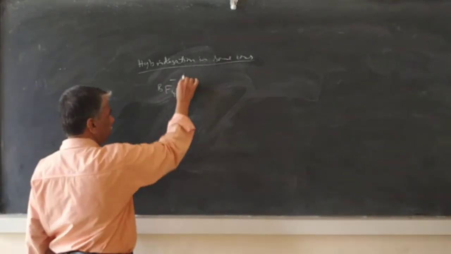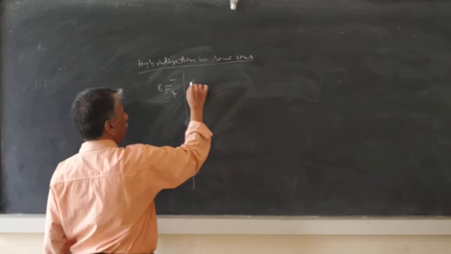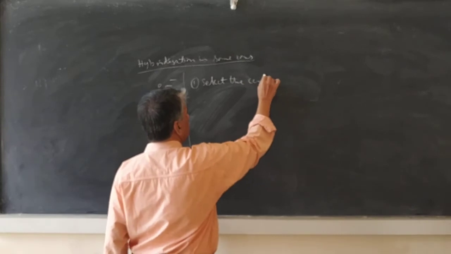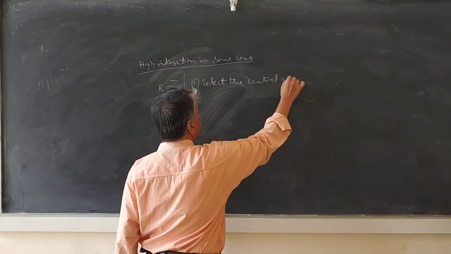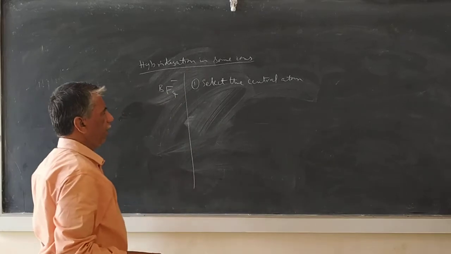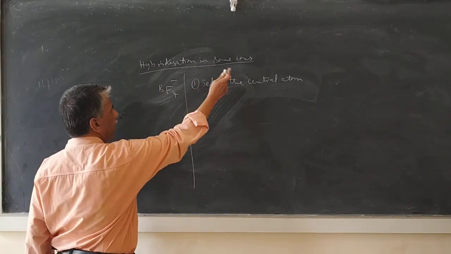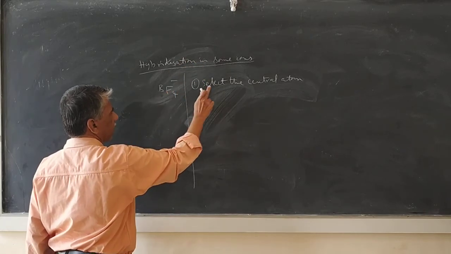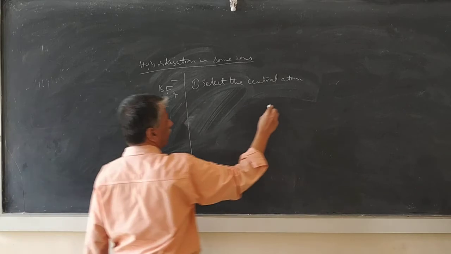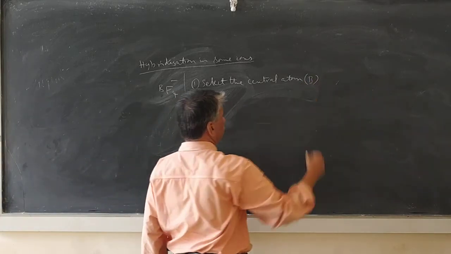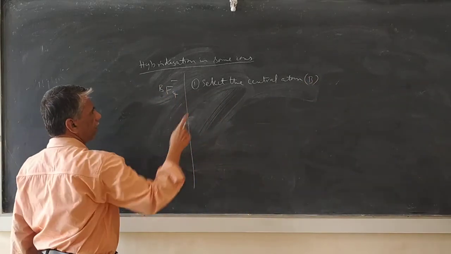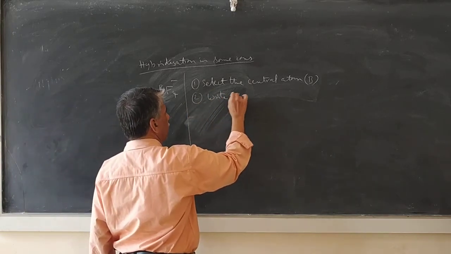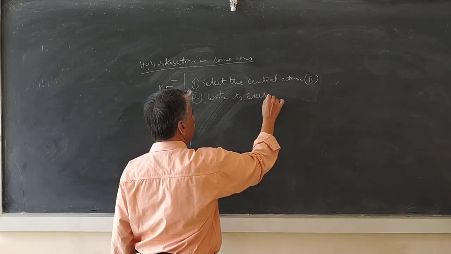Again, the first step is to select the central atom. This is the first step, whether it is a molecule or ion. If you want to discuss the hybridization concepts, first you should select the central atom. In this case, it is boron. Next, write its electron configuration.